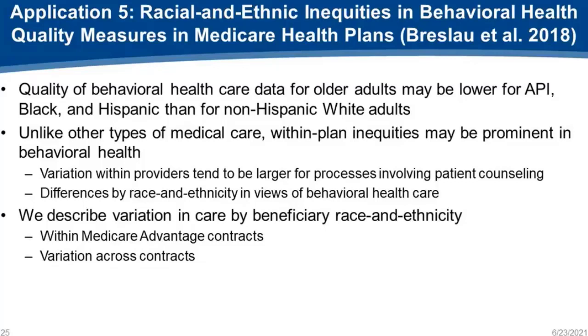The fifth application is one that's described in a journal article from a couple years back, and here we were particularly interested in the question of whether quality of care differed for API, Black, Hispanic, and non-Hispanic white Medicare beneficiaries. And in addition to that, we wanted to understand the extent to which any inequities reflected concentration in higher or lower performing contracts versus different experiences in the same contracts. Next slide, please.